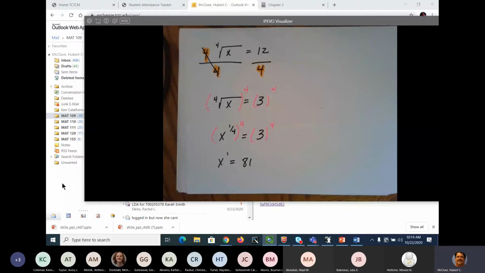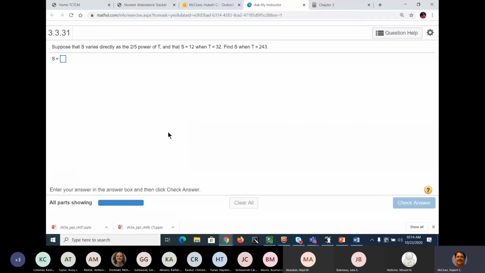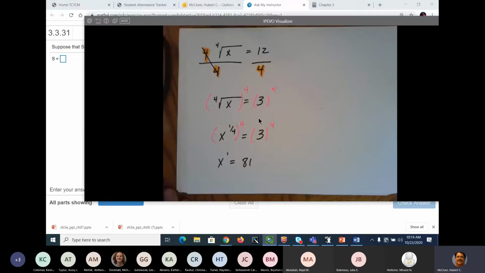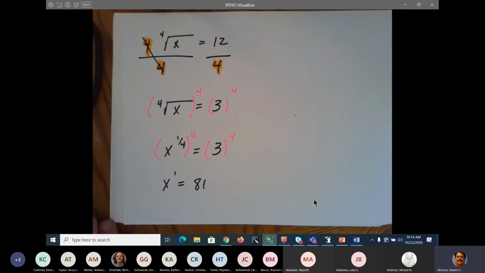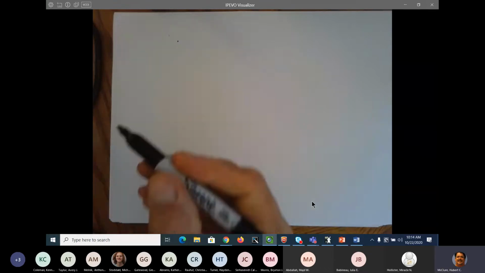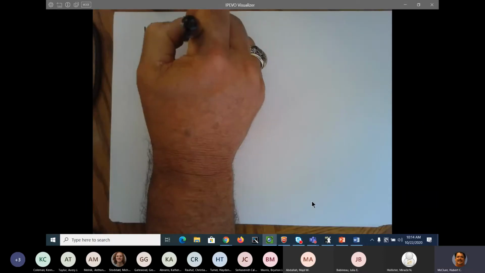3.331/11. Suppose that S varies directly as the... okay, well, first of all, we need to do a quick review of variation from Algebra 1 or Algebra 2, whenever you had it. Variation. There's three types of variation. There is direct.